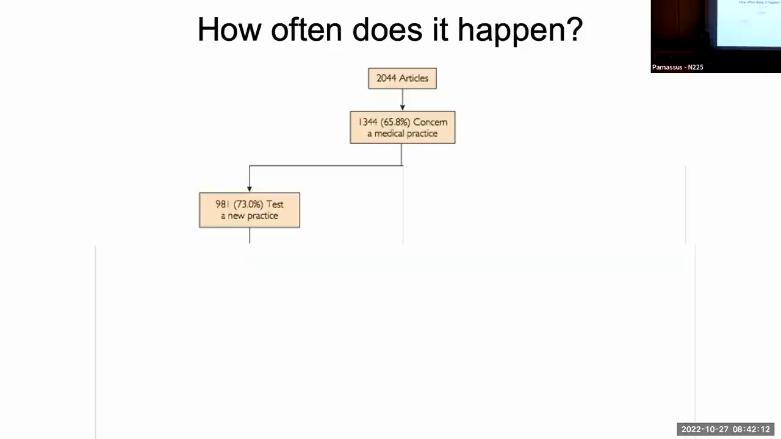Is rivaroxaban better than Coumadin? Is Prasugrel better than Plavix? Something like that. And if you test something new, and if you're in the New England Journal of Medicine, who wants to tell me what the result of that study is?